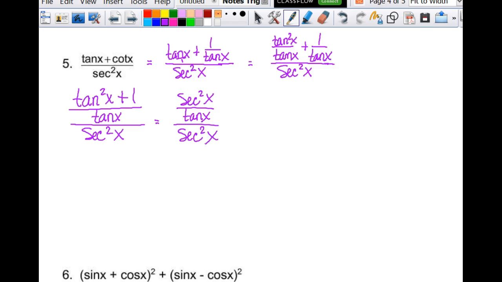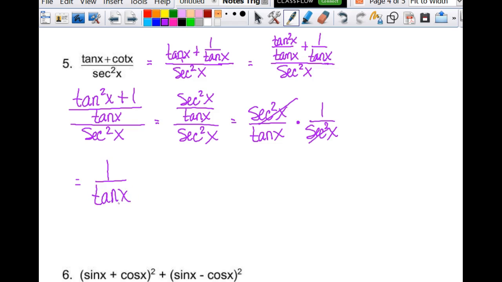So if you don't know how to just fix that, you have a fraction divided by something, when you divide a fraction by anything, you're multiplying by the reciprocal. So if I take secant squared x over tangent x, dividing it by secant squared x is the same as multiplying it by 1 over secant squared x. And when I do that, what happens? The secant squared x's cancel out. So that leaves me with 1 over tangent x. And what's 1 over the tangent of x? Cotangent x.